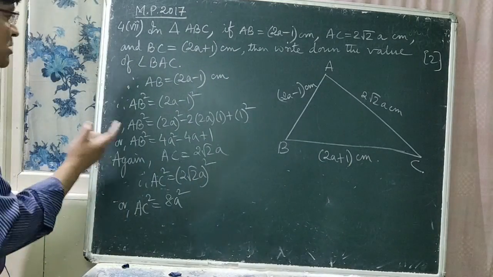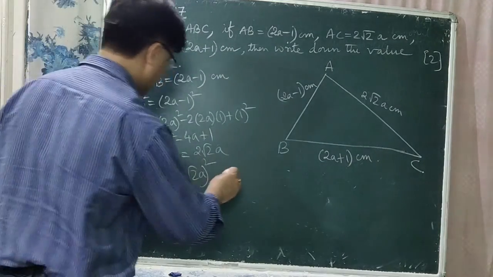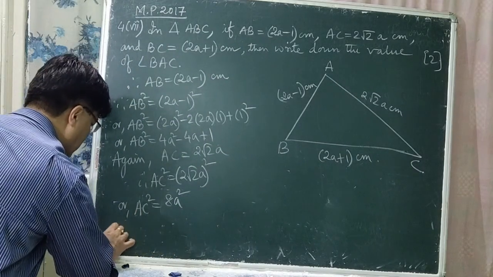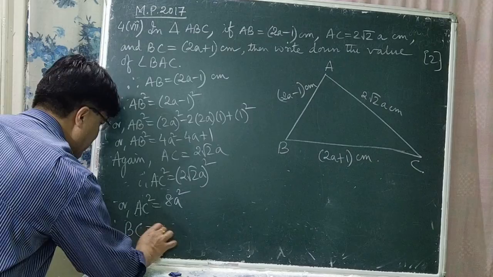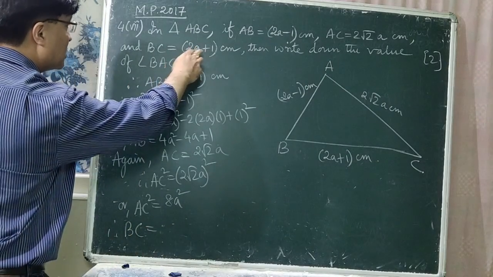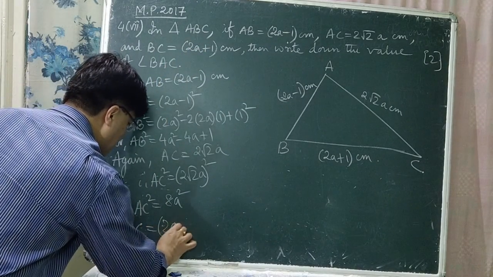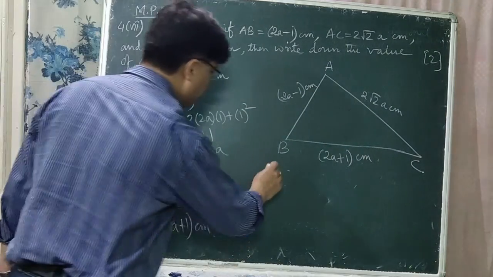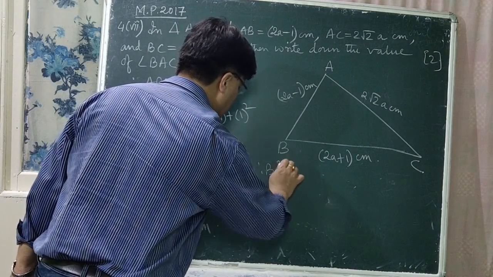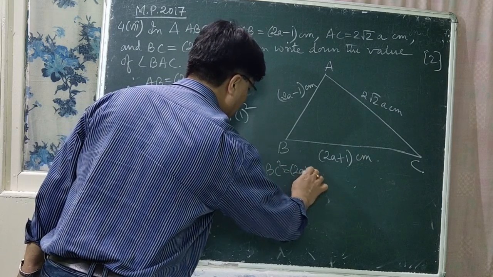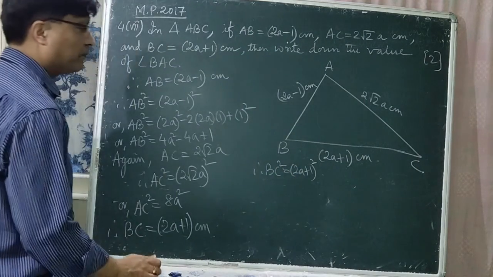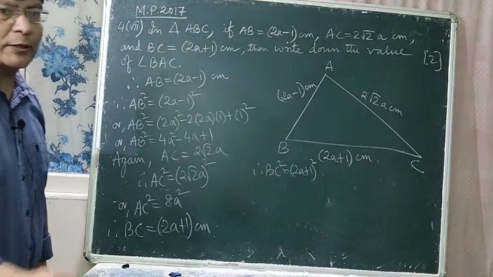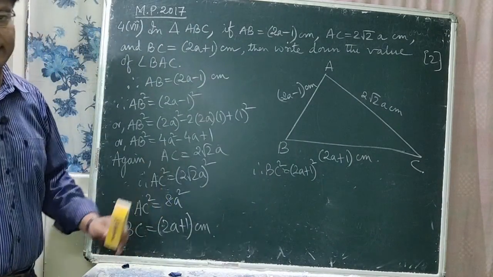Okay. As the next one, you get BC square. So what is BC here? Now let us write here. What is the length of BC? It is 2a plus 1 centimeter, right? Now we square both the sides here also. That is, BC square is equal to (2a plus 1) whole square, right? We are squaring both the sides.